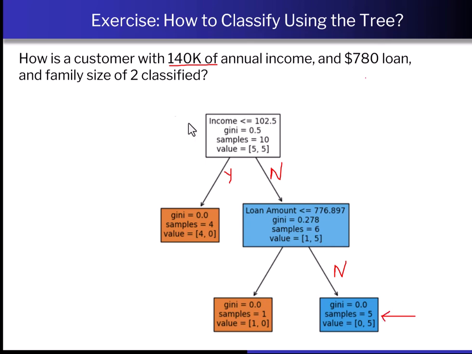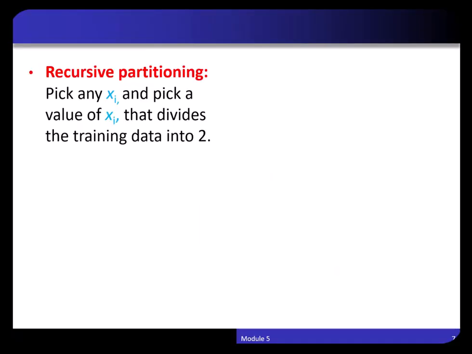So as you can see, the last piece of information, which is the family size of 2, is not used in this example. So not all the information, all the predictors, are used in the decision trees. Okay, the next question is, how are the trees produced?